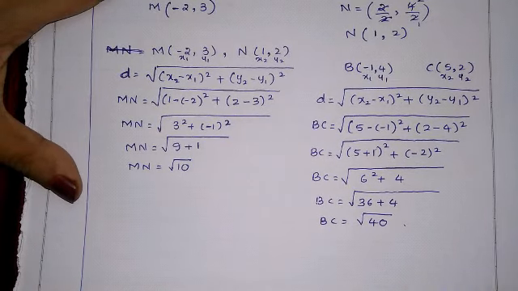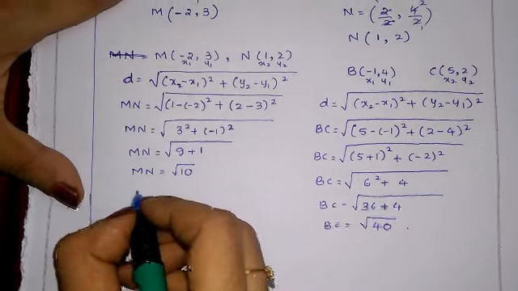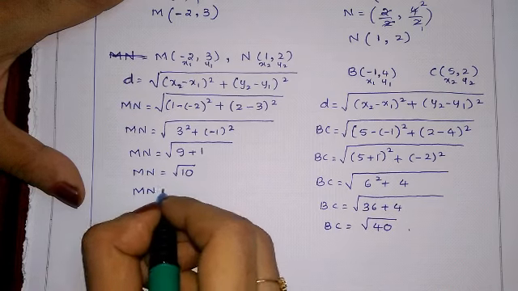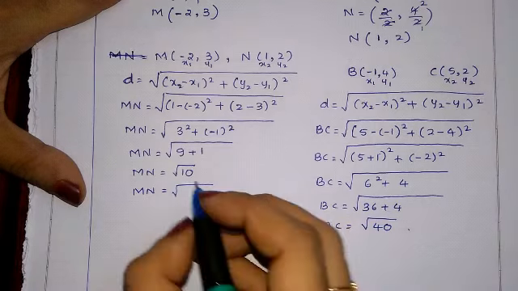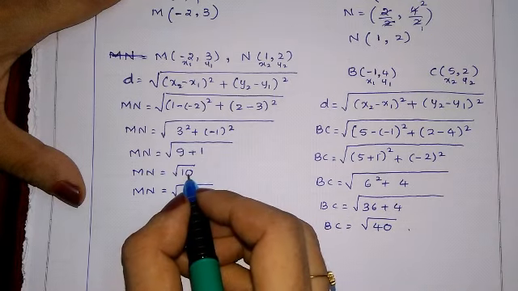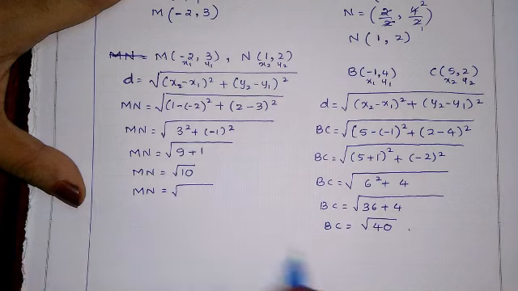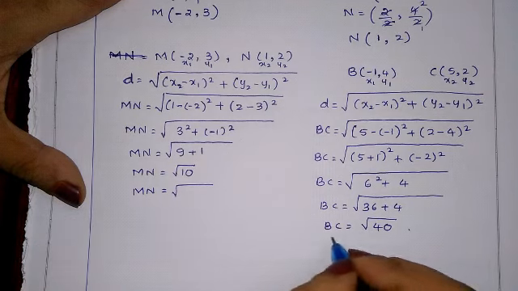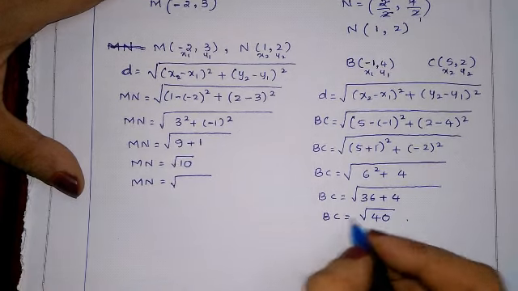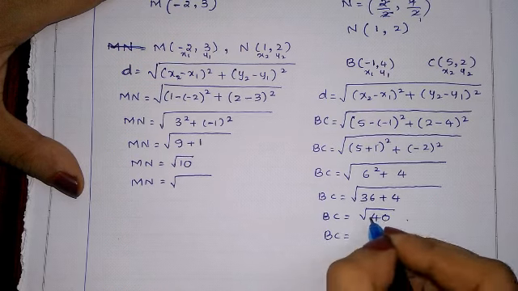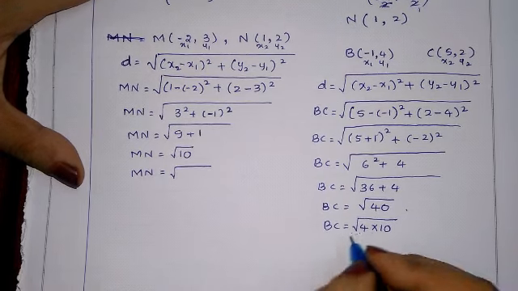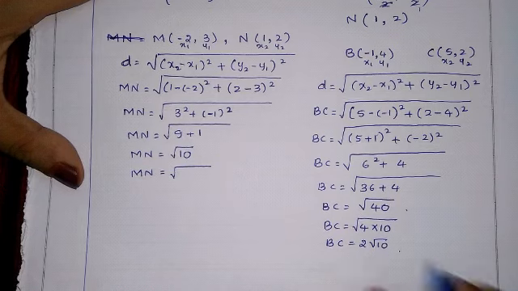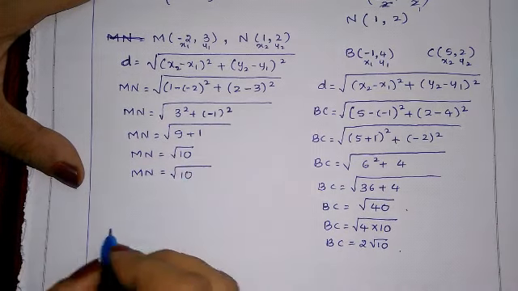MN is equal to... 2MN is equal to BC. We know that here we can see MN is equal to root 10. What if we multiply, we'll get 10. Here BC is equal to root of 4 tens, which are 40. Okay, BC is equal to 2 root 10. Yes, so here root 10.